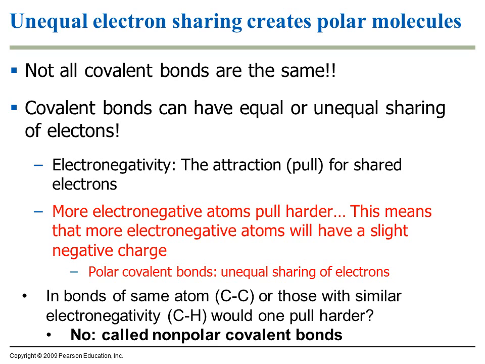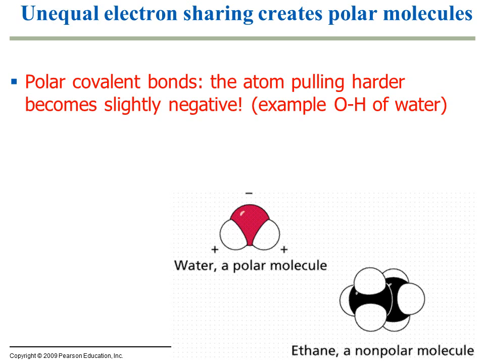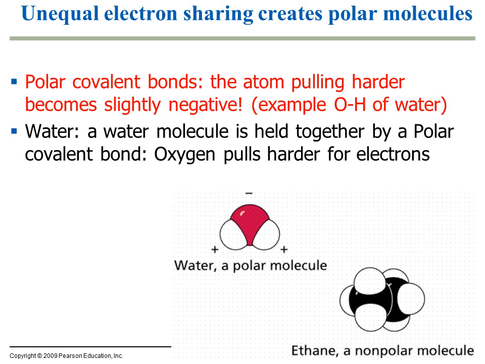So we should have an understanding right now that a polar covalent bond is this unequal sharing of electrons. In polar covalent bonds, the atom pulling harder becomes slightly negative. We should always remember this. An example of a polar covalent bond is that bond between oxygen and hydrogen within a water molecule. Importantly, we remember that term electronegativity, the pull for electrons. Oxygen has a much higher electronegativity. That means it pulls a lot harder for those electrons.